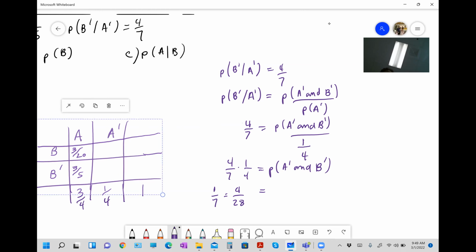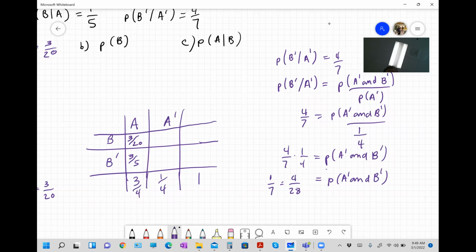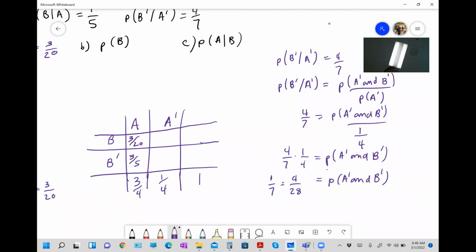So it is 1/7 then. And so now I know that here, A and not B, this here has to be 1/7. You see that? Now, what does that let me do? If I take 3/5 plus 1/7, what do I get?